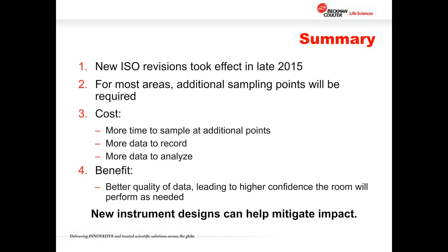But you will get better data. You'll have higher confidence the room will perform as you needed. And there are instruments out there that can help mitigate that impact, that can help shorten the analysis of the data. Or if you go from a 1 cubic foot per minute machine to a 50 or 100 liter per minute machine, it'll actually help save time in the classification process.